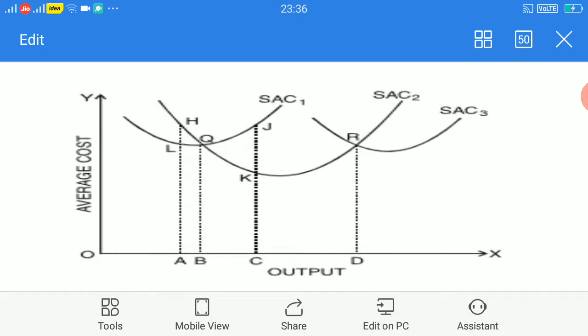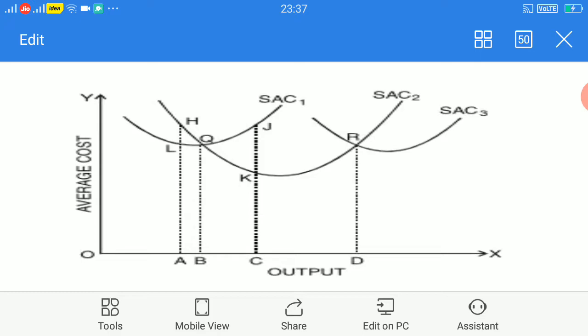From figure 1 above, you can see that to generate OV amount of output, the firm can choose between SAC1 and SAC2. Note that the firm will choose SAC1 due to the lower cost as compared to SAC2. Further, if the firm tries to produce an output OA, then its cost is AL per unit with SAC1 and AH per unit with SAC2. Clearly, AH is greater than AL. Therefore, the firm chooses SAC1.